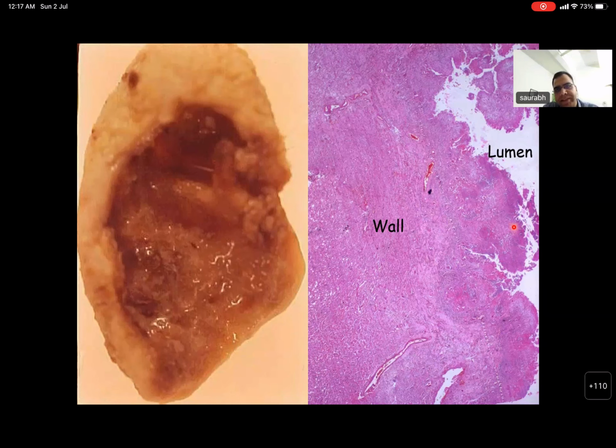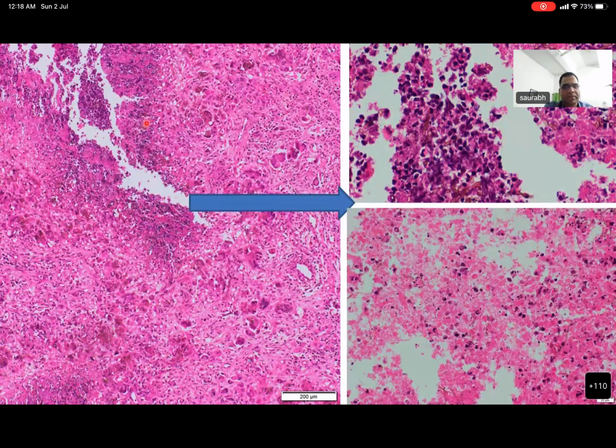Ma'am, this is the scanner view showing the cyst wall lined by eosinophilic material. Okay, this one you're talking about, the wall. Do you want me to go to the next higher magnification? Yes, ma'am. All right, here you are. So that's the center, and that's the wall. What are you seeing in the center? Ma'am, we can see multiple necrotizing granulomas.